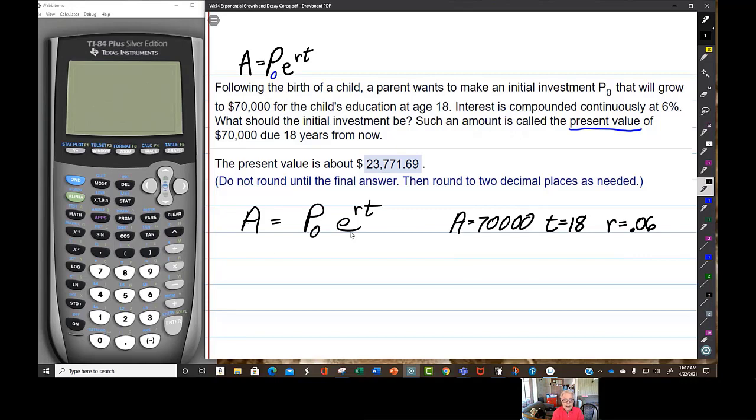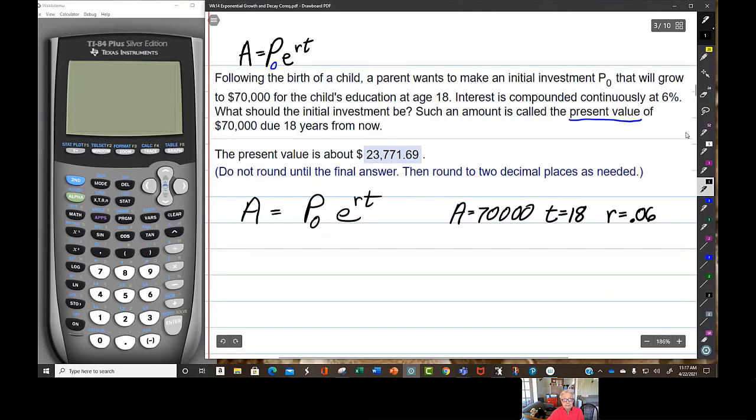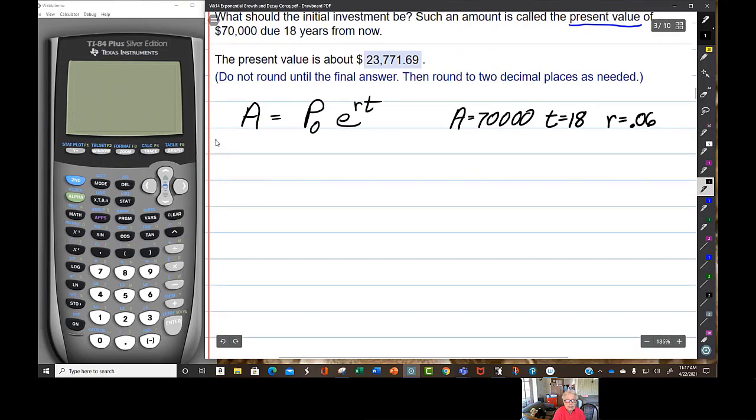So now I'm going to take these values and put them into the general formula, and that will make the general formula a specific formula. So 70,000. Oh, this is the present value. They are calling P0 the present value. I'm so glad now it's not confusing. Okay, we don't know what our P0 is going to be. We have no idea. This is just a marker letting you know that P is the original amount. Present value. Okay, now e to the 0.06, t is 18, so times 18.